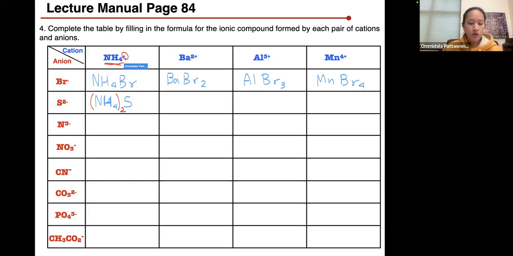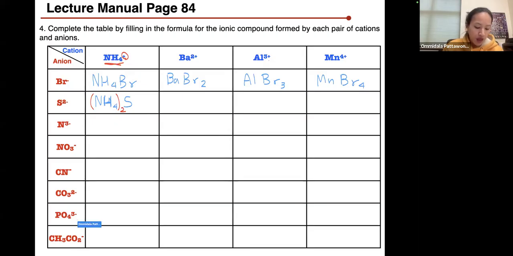Does that make sense? So we need the whole of them for one of that. So let's take a look at a little bit more complicated one. What about if I combine ammonium with phosphate, which is PO4 3 minus here?